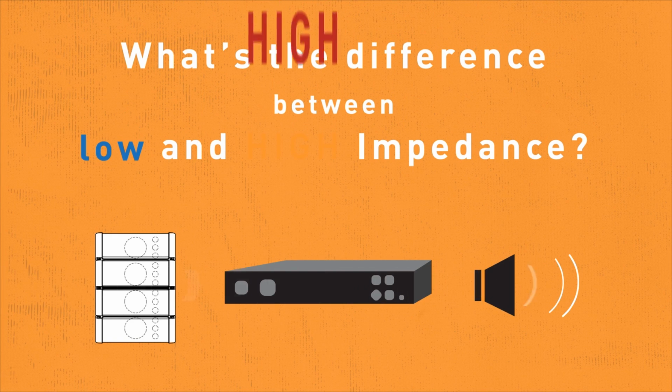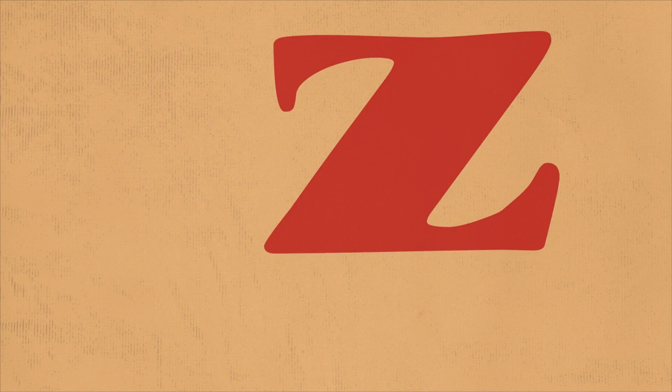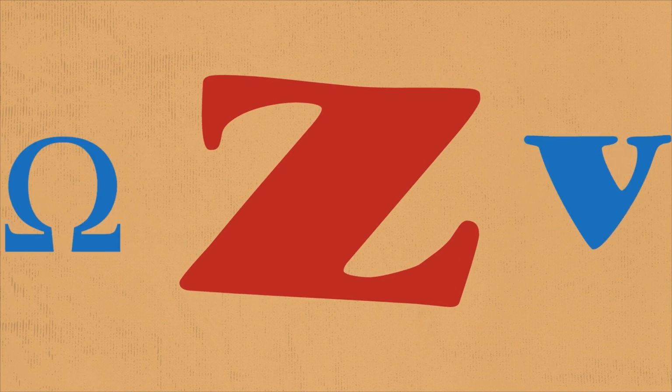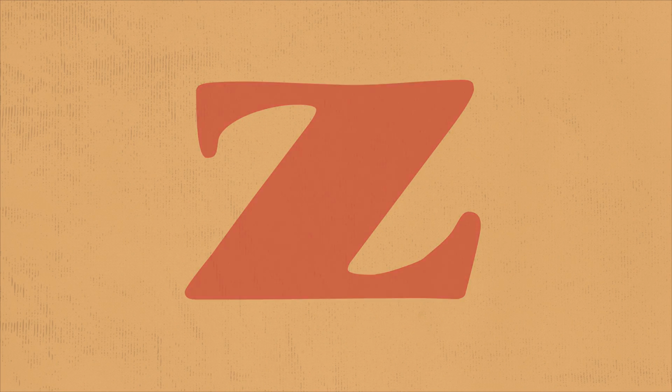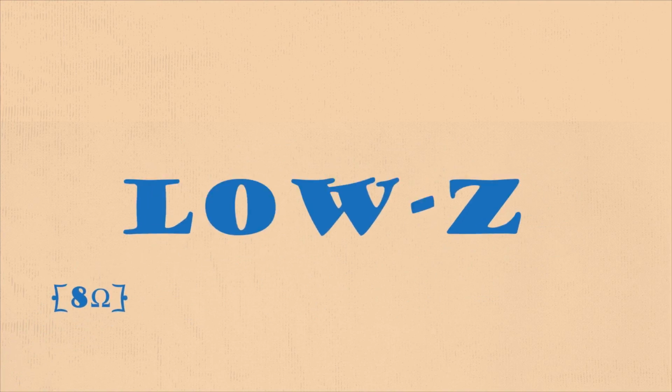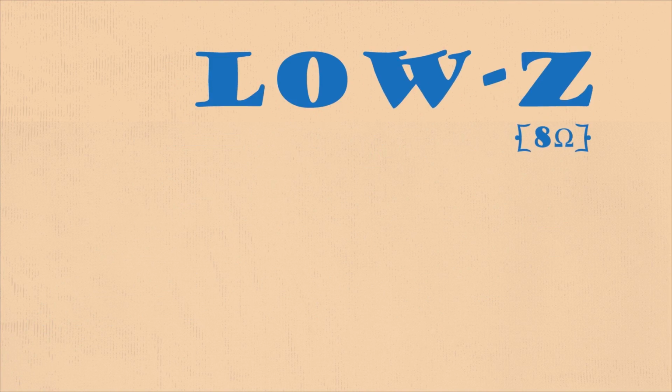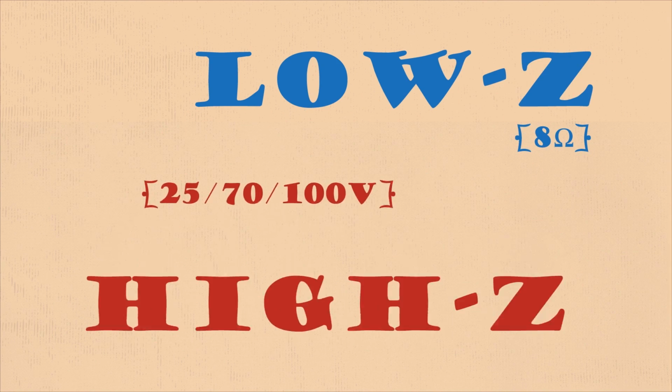What's the difference between low and high impedance? Impedance is the resistance to a flow of alternating current. Represented by the symbol Z, it is measured in units called ohms. Speakers are either low impedance or high impedance, and both have a specific job to perform.